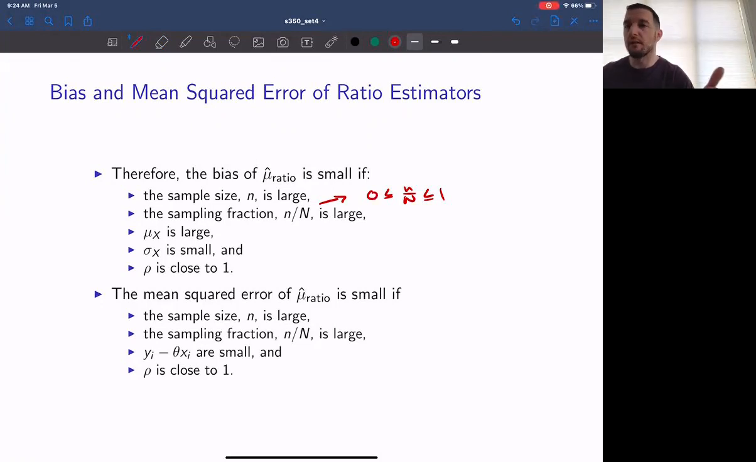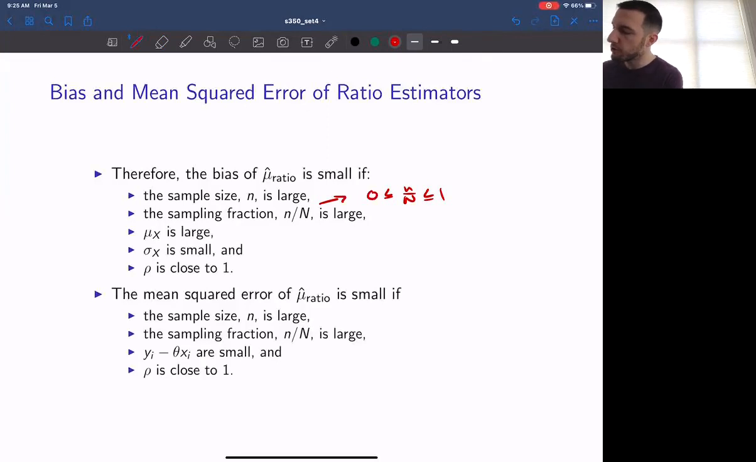This again makes sense, because if you have precision in the auxiliary variable, you would expect that if it's correlated with the variable of interest, then you would have more reliable information being contributed to the estimation scheme, because those values are going to be closer together. And it's going to be small if rho is close to 1, which again is an expected result, because if rho is close to 1, those two variables are strongly correlated with one another. So they have a strong relationship. And given that that relationship is strong, the contribution of the auxiliary variable is going to be more beneficial to our estimation scheme.